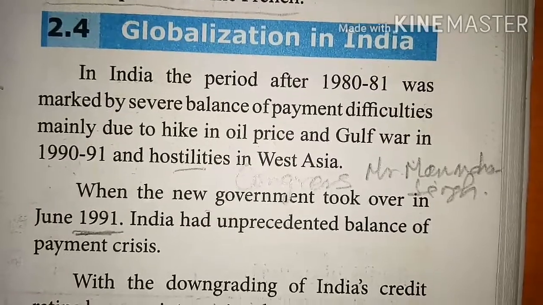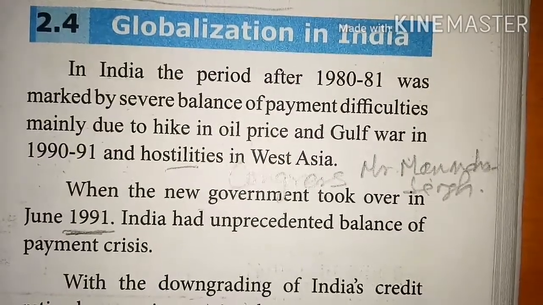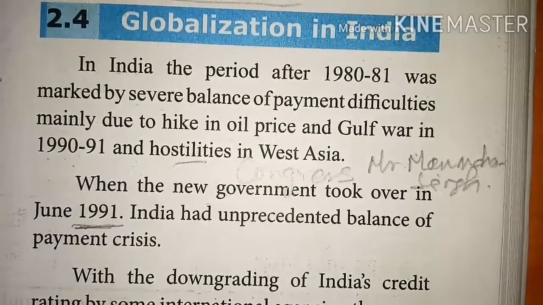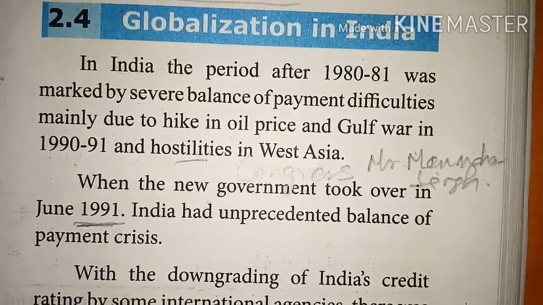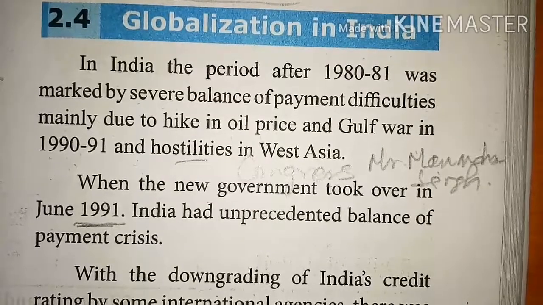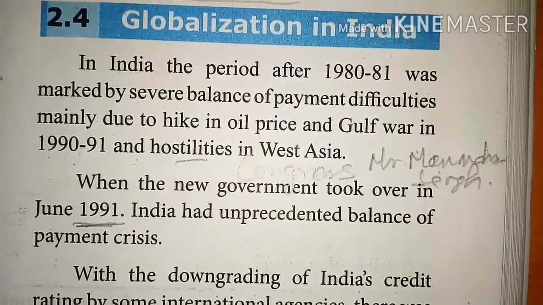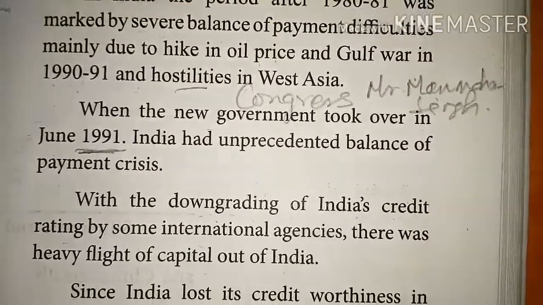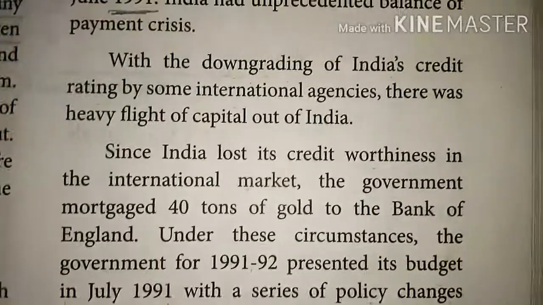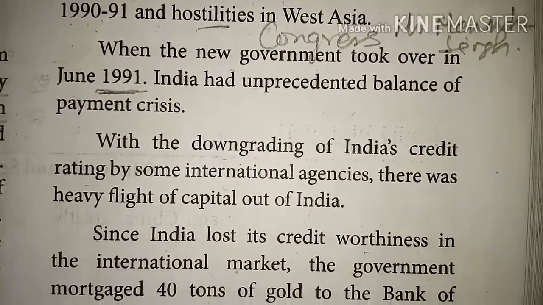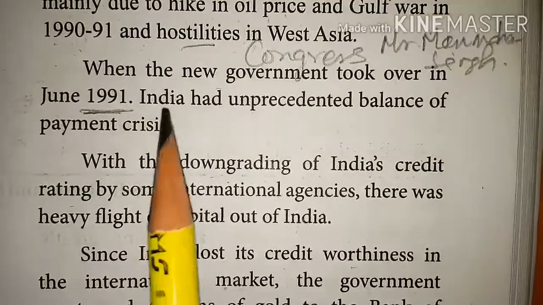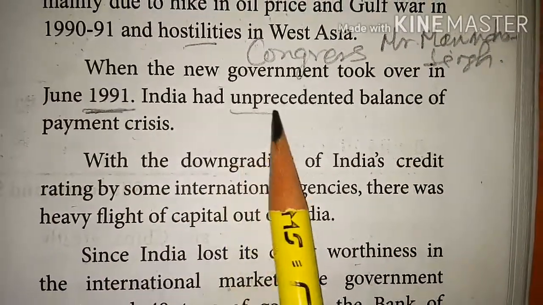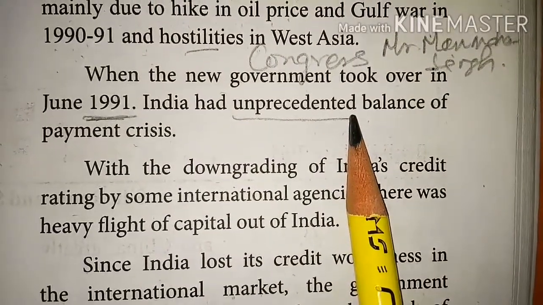In India, the period after 1980-81 was marked by severe balance of payment difficulties, mainly due to the hike in oil price, the Gulf War in 1990-91 and hostilities in West Asia. That means unfriendliness or opposition with West Asia. In Tamil, hostilities is விரோதங்கள். So when the new government took over in June 1991, India had an unprecedented balance of payment crisis. Unprecedented means unknown before.